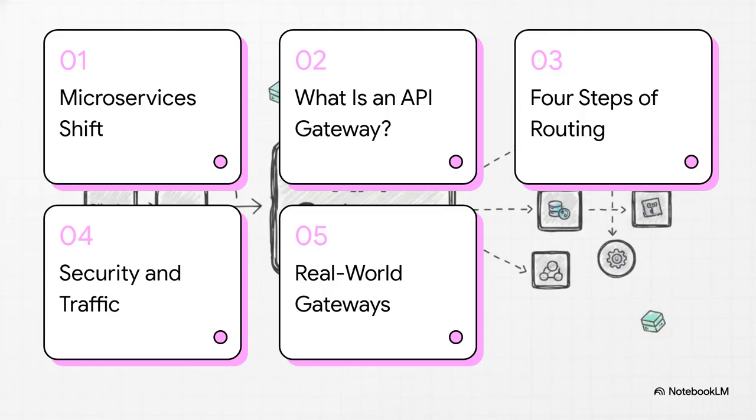Well, here's our roadmap for The Explainer today. 1. Monoliths to microservices. 2. What exactly is an API gateway? 3. The 4 steps of routing. 4. Security and traffic control. And 5. Gateways in the real world.